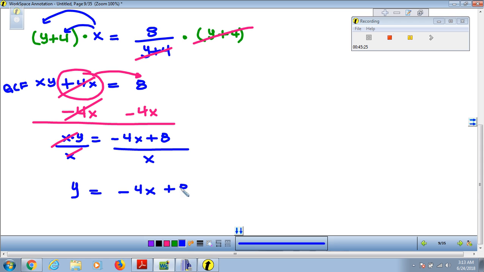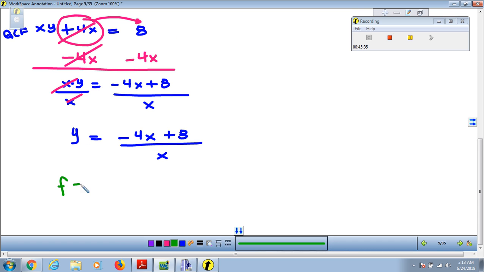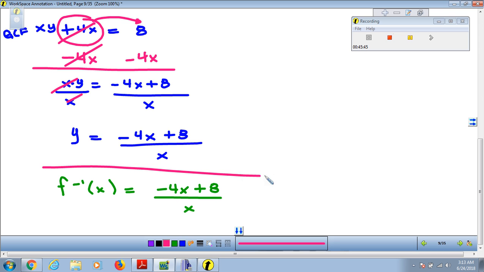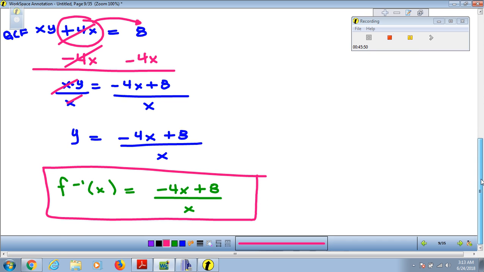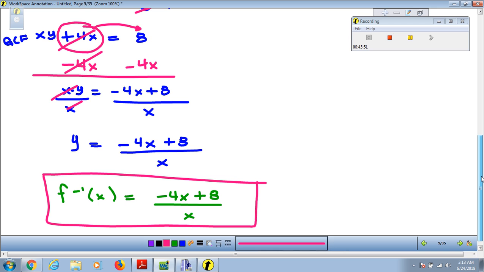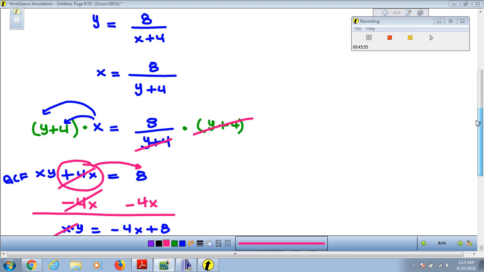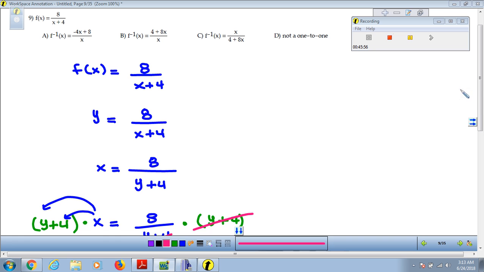Now, if you're wondering, can I cancel the x? Because I know we want to do that. No, you can't, because there's an addition operation here. You could only cancel x's if, on the numerator where you have more than one term, the negative 4x was multiplying times the 8. Since it is not like that, we cannot cancel the x's. So let's see which answer choice is like this one: negative 4x plus 8 over x. So the very first one.